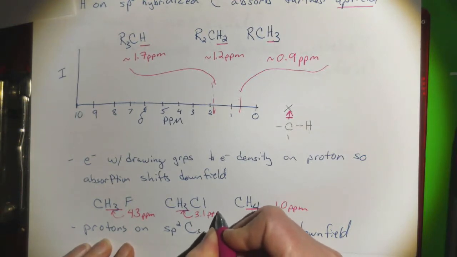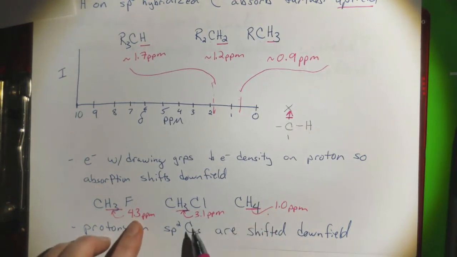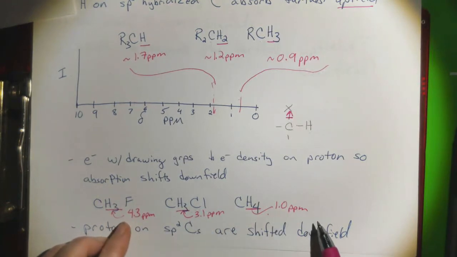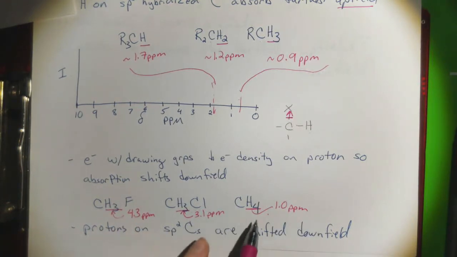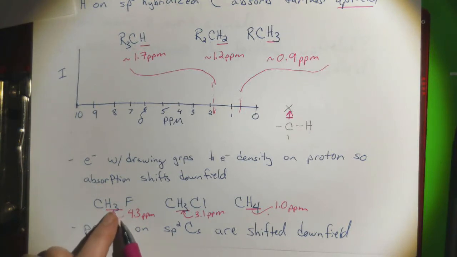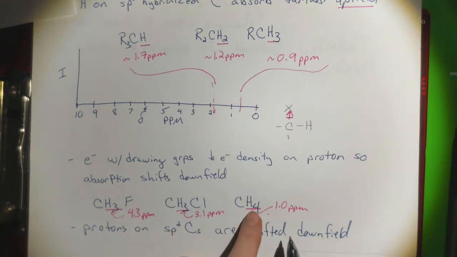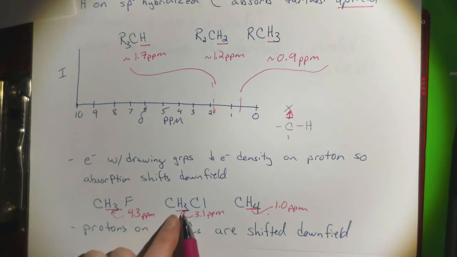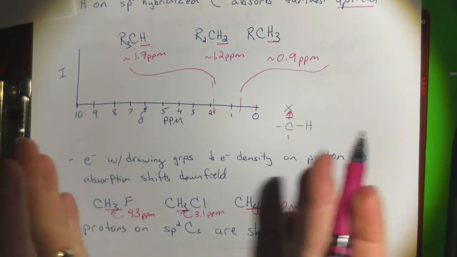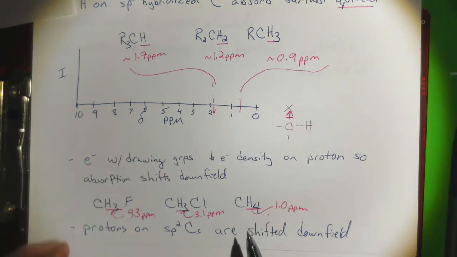Can you come up with these numbers out of your head? No, but the general trend here is very clear: you would expect these protons to absorb the farthest downfield in this series. These would be the farthest upfield, and these would be somewhere in between, not literally in the middle, but between.